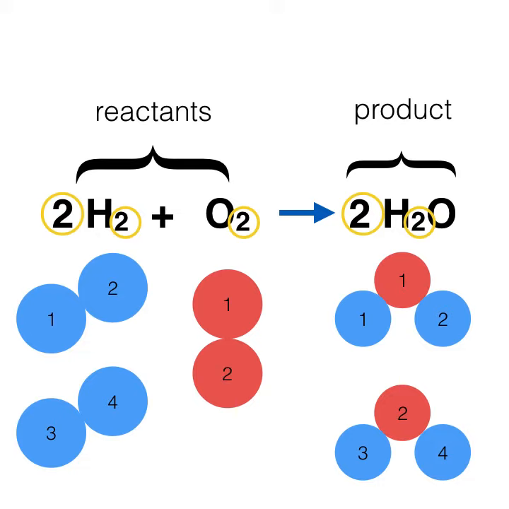As we can see, there are 4 hydrogen atoms in the reactants as well as in the product. There are also 2 oxygen atoms in both the reactants and product. This means the equation is indeed balanced, which must be the case for all chemical equations.